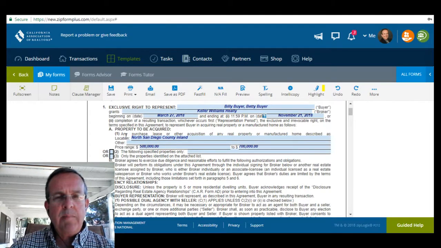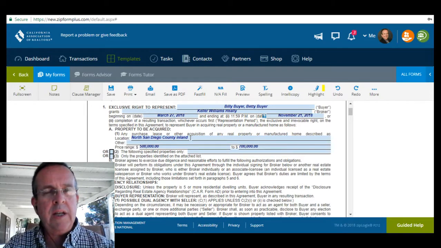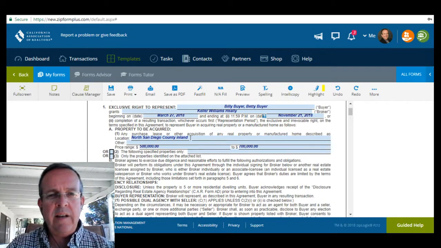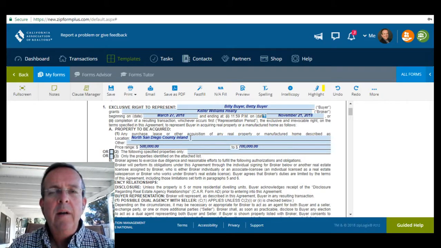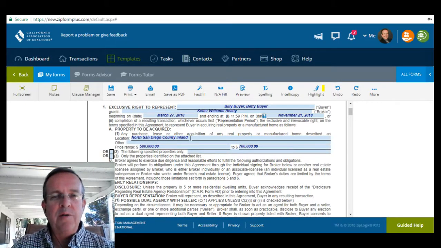Next step here is any purchase, lease, or other acquisition of any real estate property or manufactured home as described as. Now the location, you have to have some sort of a location in here. In other words, you can't leave that blank and then they go off to New Jersey and buy a property and you try to claim. Same thing, they can't go to San Francisco and then you try to fight them for a commission. You can't do that. So here what I've done is I've just said North San Diego County inland.